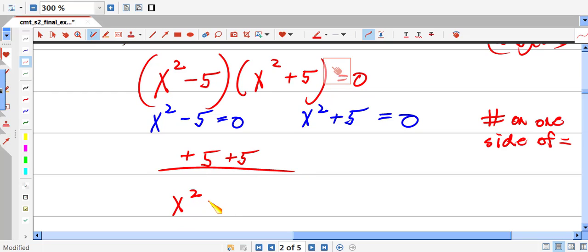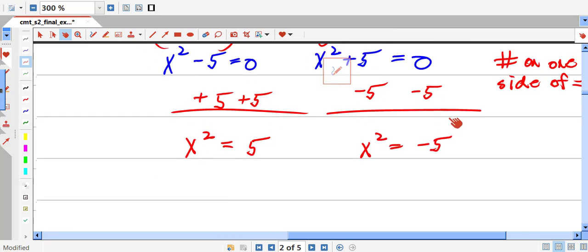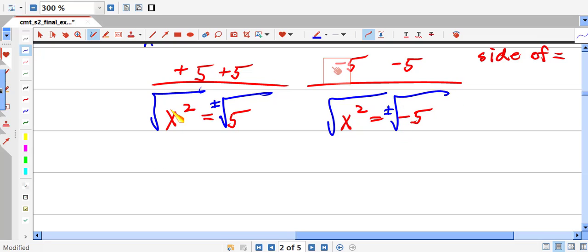So for this one, I get x squared equals 5. And for the other one, I'm going to subtract 5. I get x squared equals negative 5. Okay, so now I'm going to take square roots of both sides of the equation. And I'm going to get plus minus. I can't forget the plus minus sign. And then the square root of anything squared, those are reverse operations. So I just get x equals plus or minus root 5.